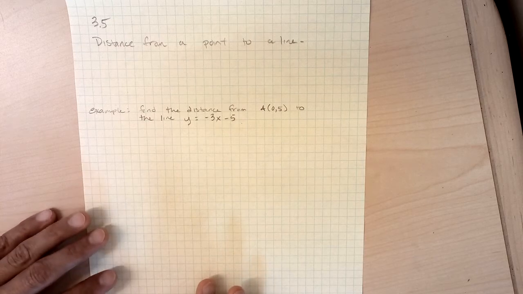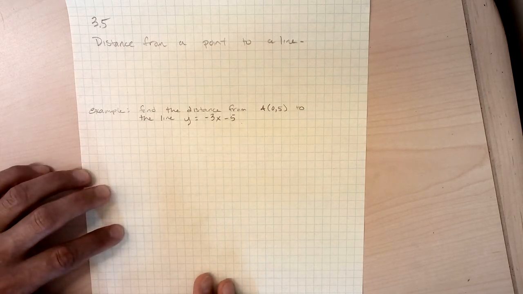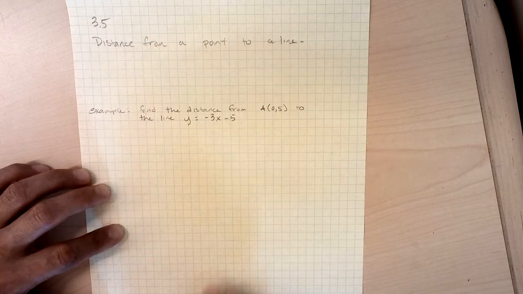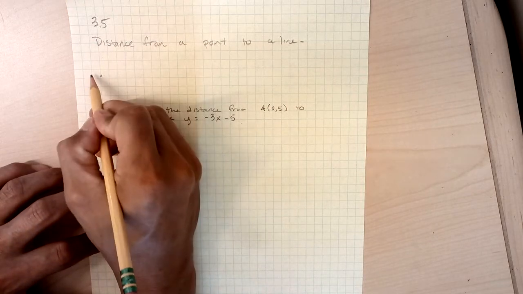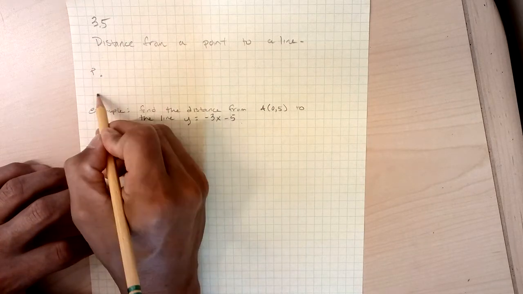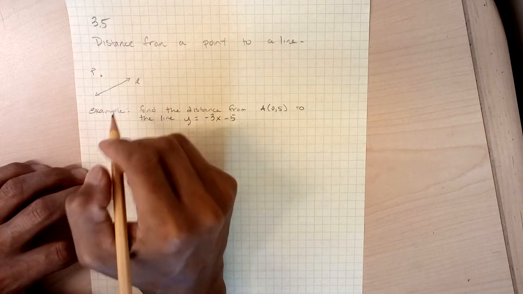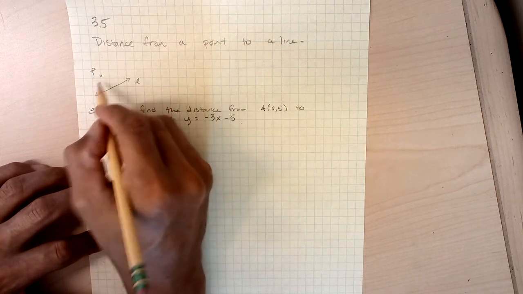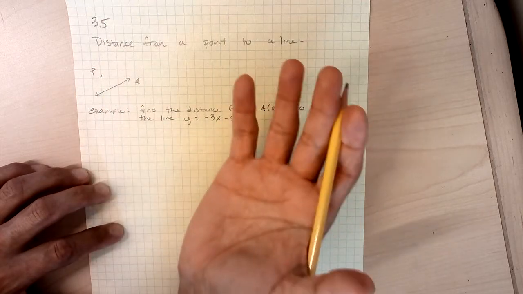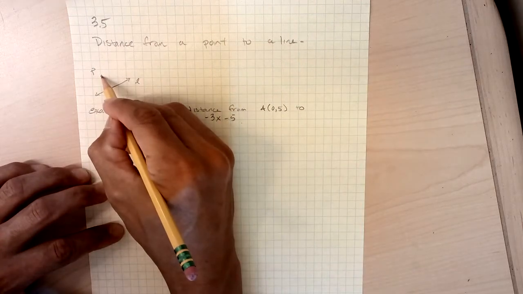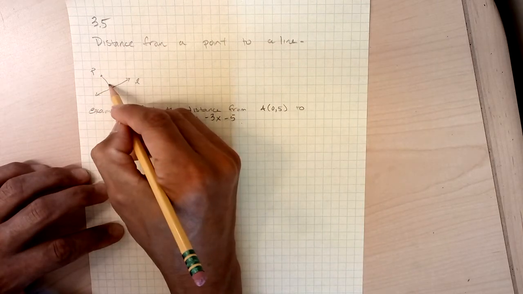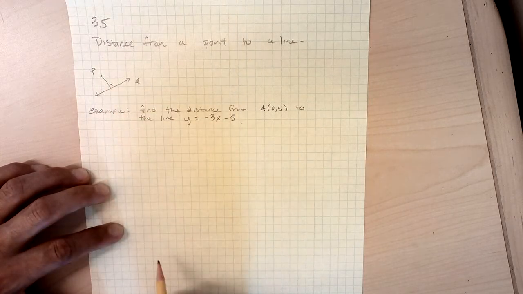Okay, so for the last part of 3.5, we'll talk about the distance from a point to a line. So if you have a point, let's just call that point P, and a line, call it line L. The definition of the distance from the point to the line is the shortest distance. So it'd have to be a segment specifically, and then that segment has to be perpendicular to the line.